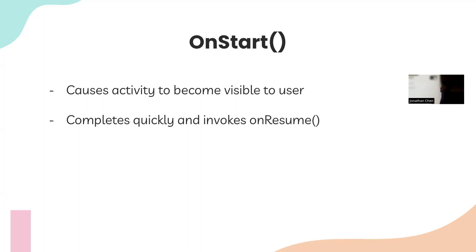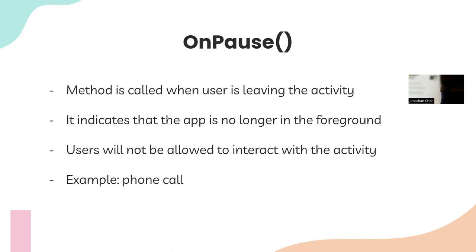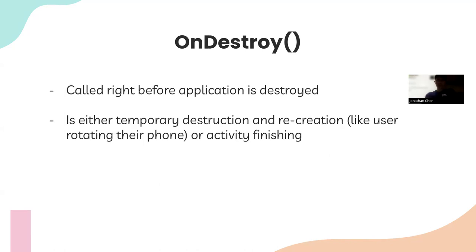So any code that you want to run after initialization, but before it comes to the foreground, you put in onStart. Then onResume is when the user is able to actually interact with it. Pretty self-explanatory. And then when it comes out of the foreground, let's say another screen pops up, like a phone call, onPause will be called. Further down, when the screen has gone away for the user, onStop will be called. And then finally, onDestroy is when the screen goes away, or sorry, is destroyed. That's an actual term for that, I guess.